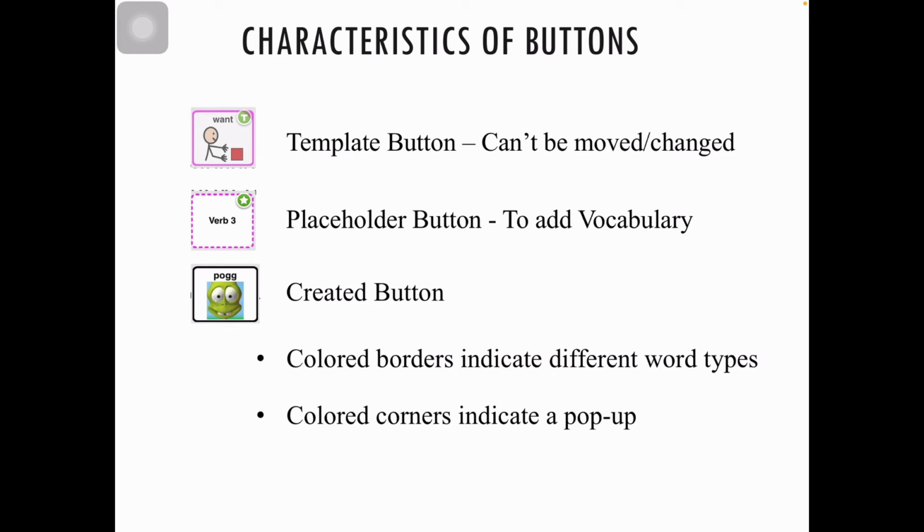If it's got a little star there, it's a placeholder. So it's going to say, oh, if it's a noun or a pronoun or a verb, you can really put whatever you want there, but that's sort of a guide to help you along when you're filling out your pages. And then you'll see the buttons that you've created.